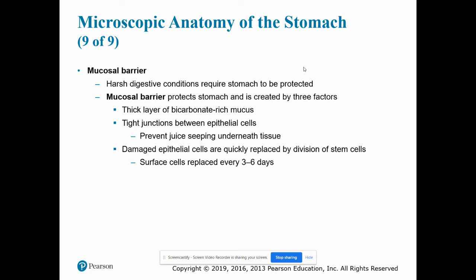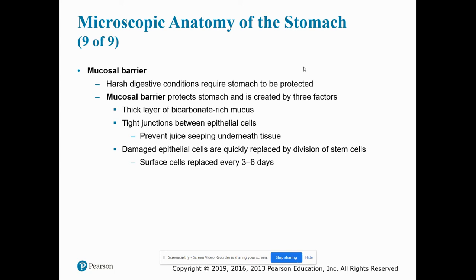So the stomach is a harsh environment, right? I just talked about the fact that we have hydrochloric acid in our stomach. It's a really harsh environment, so it needs to be protected, and it's protected with a mucosal barrier. This mucosal barrier is created by three factors. One is a layer of bicarbonate-rich mucus. Two is the tight junctions between epithelial cells, which prevent the juice from seeping underneath the tissue.